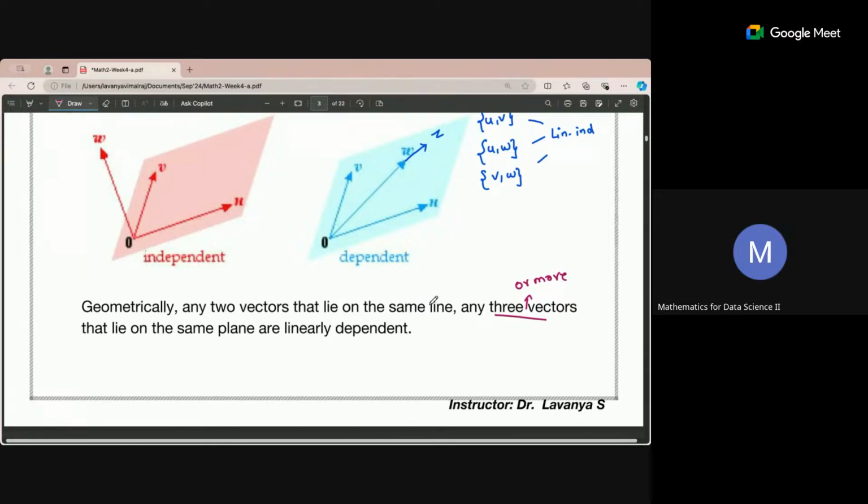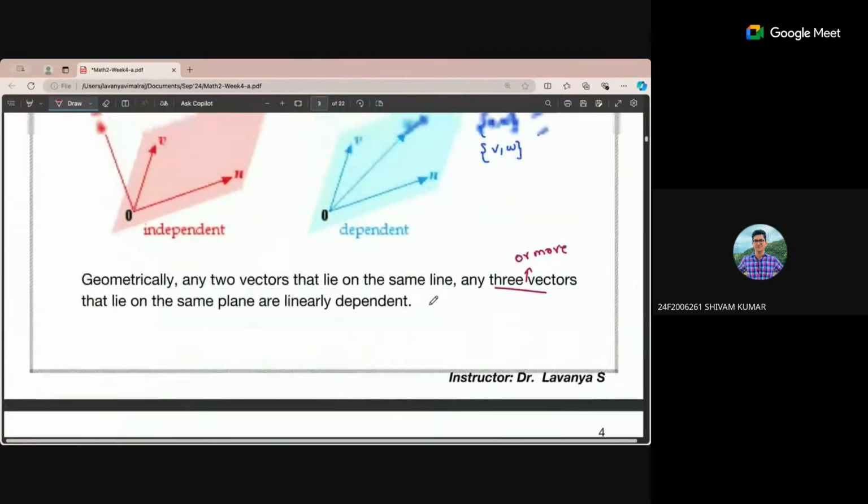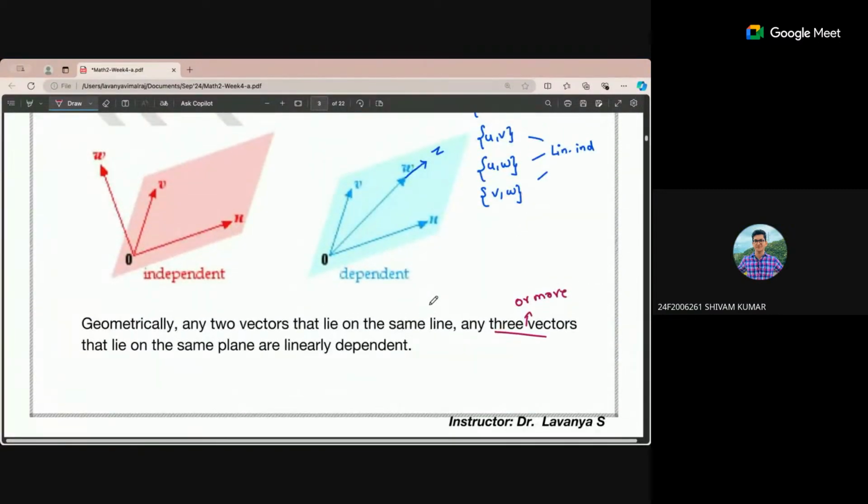Okay, fine. Ma'am, one more question regarding that graph only. Suppose two vectors v and w are overlapping with each other, then what scenarios can we make out of it? See, if they lie on the same line, then those two vectors are also linearly dependent because they are scalar multiples of each other.